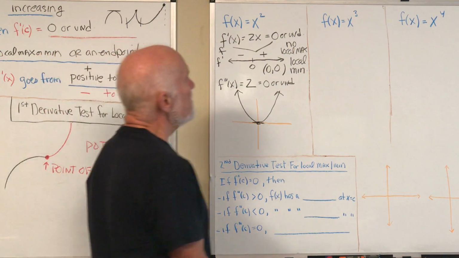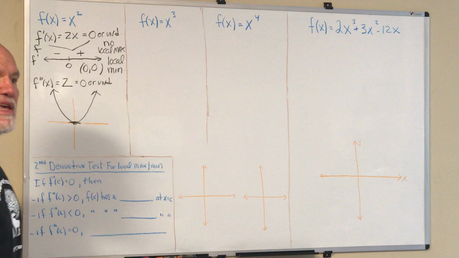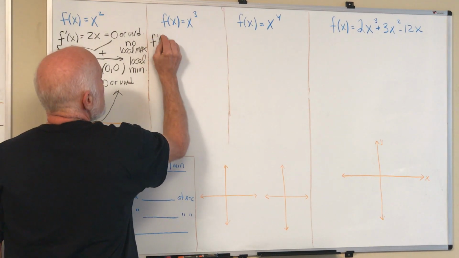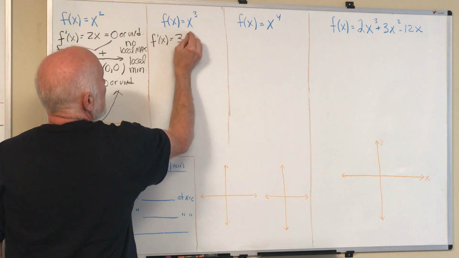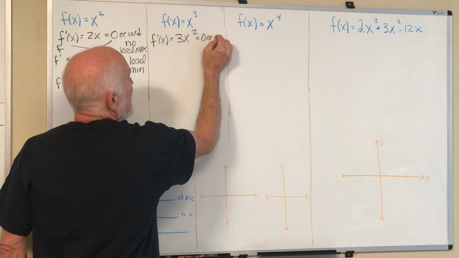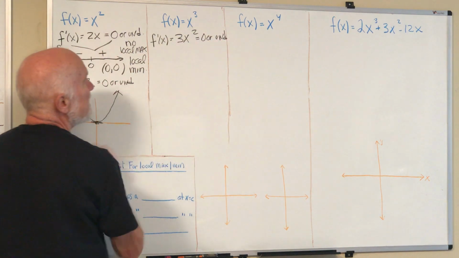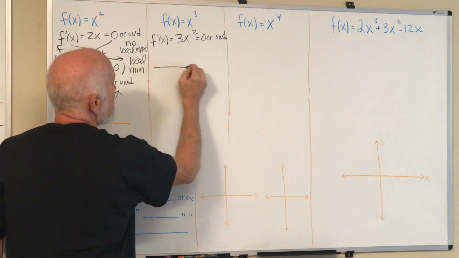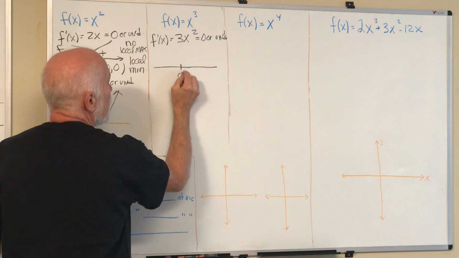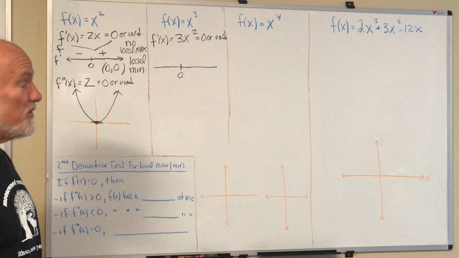Okay, let's go to a little bit more difficult one, but still one that we kind of recognize. f of x equals x cubed. The derivative is 3x squared. I set that equal to 0 or undefined. Again, the only point is x equals 0. We call that a critical point, right?